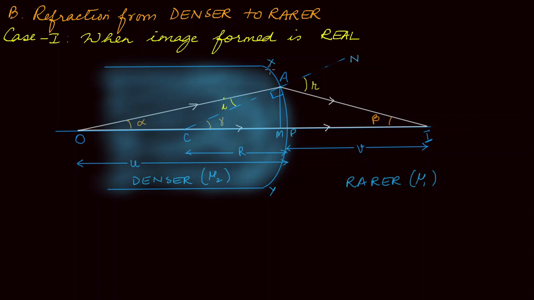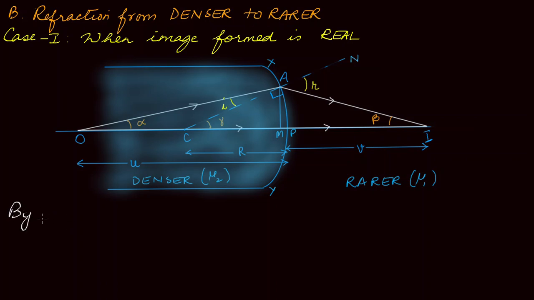So when you write this also, you have to first describe the diagram a little bit. How will you say? You say that consider a convex refracting surface XPY having refractive index mu2 placed in a rarer medium having refractive index mu1. O is a point object on the principal axis. Rays of light from the object after refracting from the surface form a real image at I. C is the center of curvature. Now let us apply Snell's law.